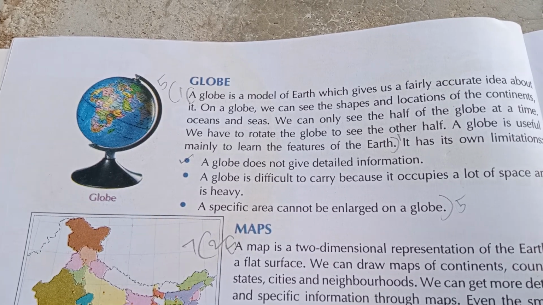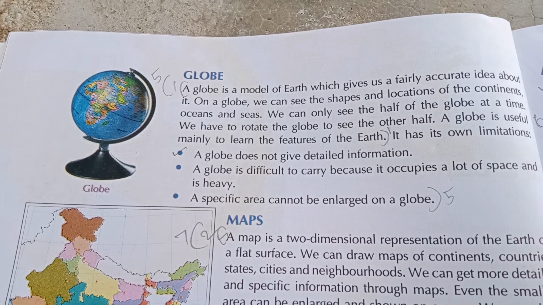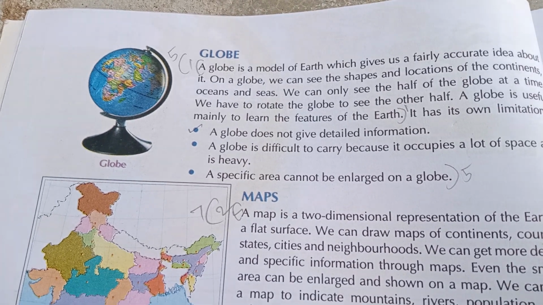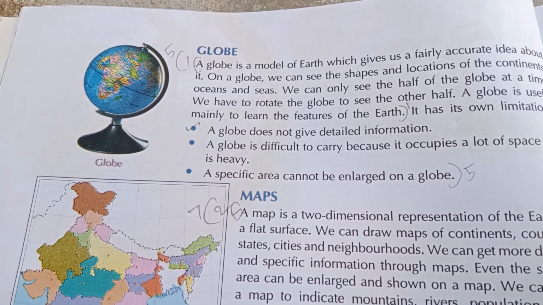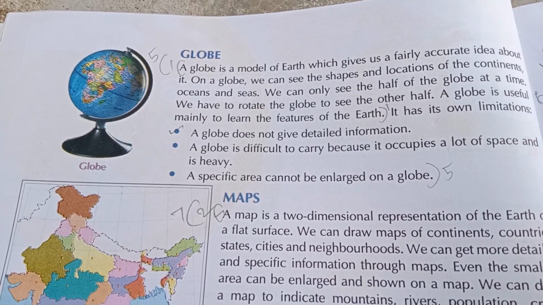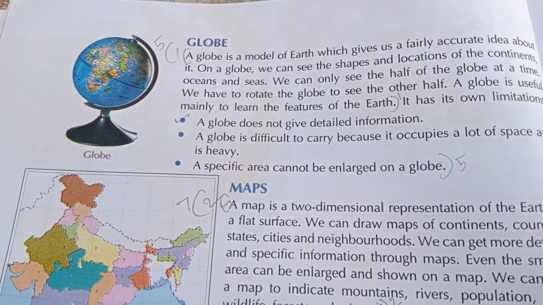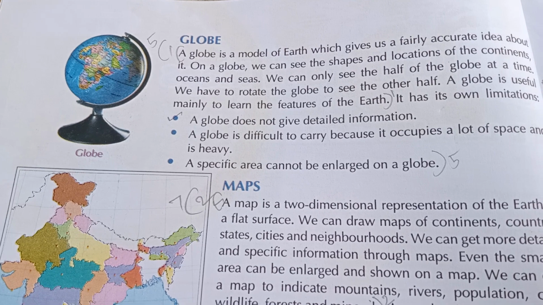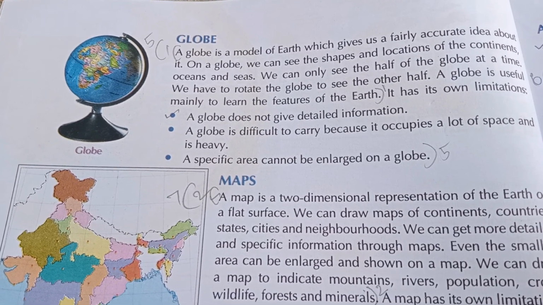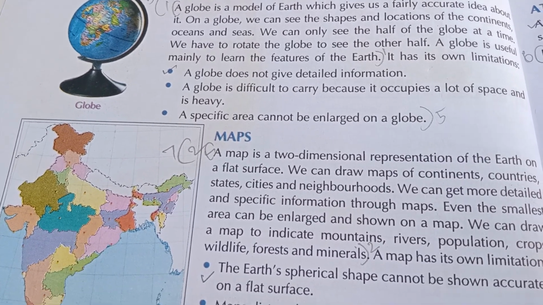On a globe, we can see shapes and locations of the continents, oceans and seas. We can only see half of the globe at a time. We have to rotate the globe to see the other half. A globe is useful mainly to learn the features of earth. It has its own limitations. A globe does not give detailed information. A globe is difficult to carry because it occupies a lot of space and it's heavy. A specific area cannot be enlarged on a globe.